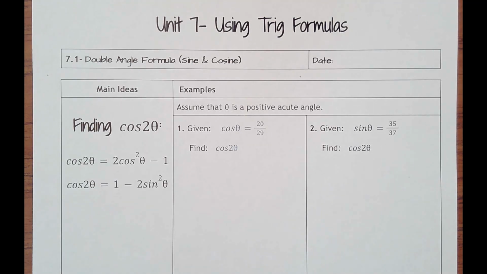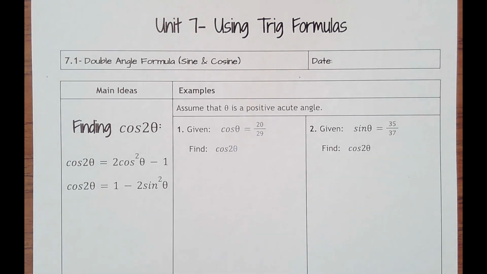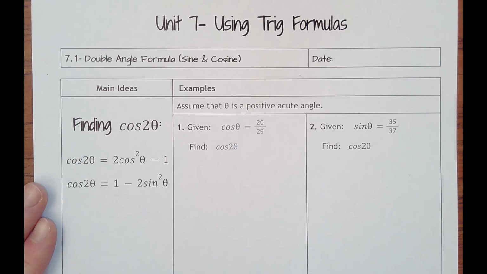Unit 7, using trig formulas, and lesson 7.1 is specifically about the double angle formula. I'm going to give you a formula sheet. You don't have to memorize these formulas, but you can use that sheet on everything when you take a test or a quiz.